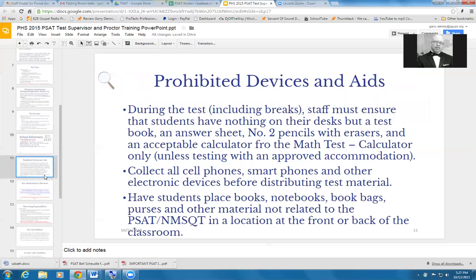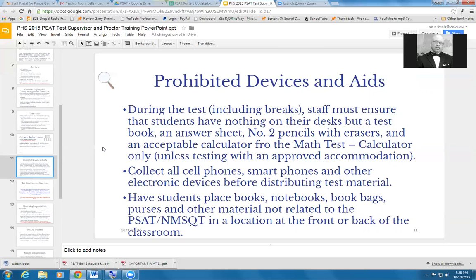What's next? This is what we should all know, but just want to throw out there anyway. Please, no devices. They're prohibited at any time during the test, even including breaks. Students must ensure that they have nothing on their desks but a test booklet, answer sheet, and number 2 pencils with erasers, and the acceptable calculator as well. All cell phones, smartphones, electronic devices, just all those materials students should not have.